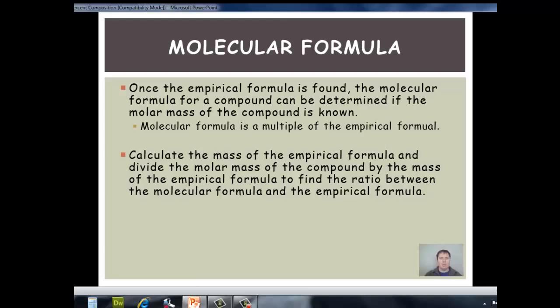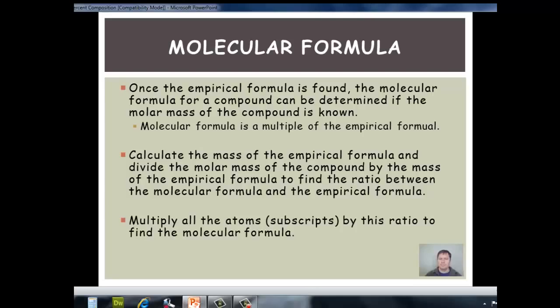So we calculate the mass of the empirical formula. We know its formula, but now we need to calculate its atomic weight, and then divide the molar mass of the compound by the molar mass of the empirical formula, and that will give us the ratio that we're going to multiply our subscripts by. Now it's a mouthful, but it's pretty easy. And then finally we multiply the subscripts of the atoms in the empirical formula by this ratio to get the molecular formula.